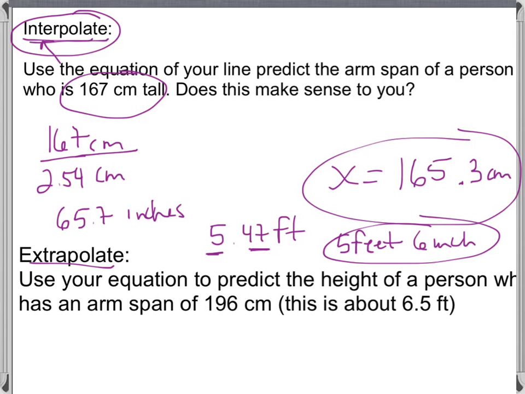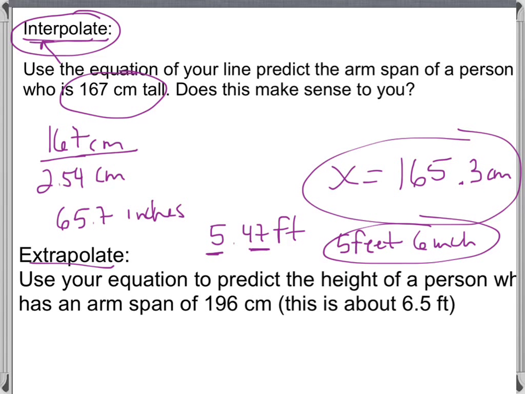So if someone's about 5 feet, 6 inches tall, they have an arm span of about, let's see, divide that by 12, about 5.4 feet. Okay, so their arm span roughly matches their height.